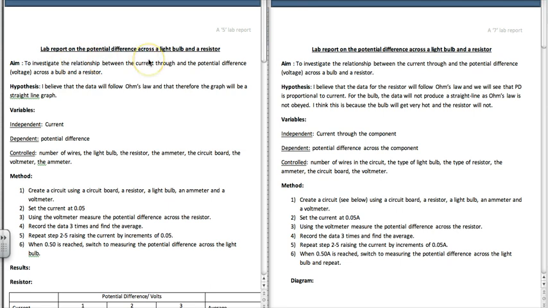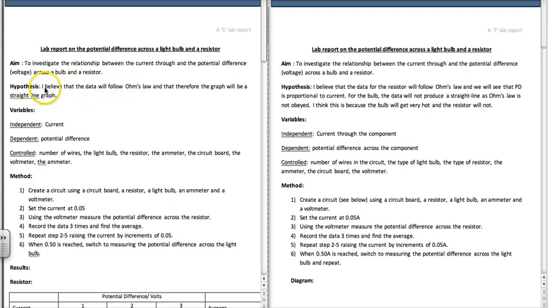This lab report was about the potential difference across light bulbs and a resistor, essentially looking at how the resistance of these components changed. So the aim, you can see, is the same on both sides. This one on the left is my 5 lab report, and this on the right is my 7. To investigate the relationship between the current through and potential difference across a bulb and a resistor, both the same. Now the hypotheses, you can see there's a difference here.